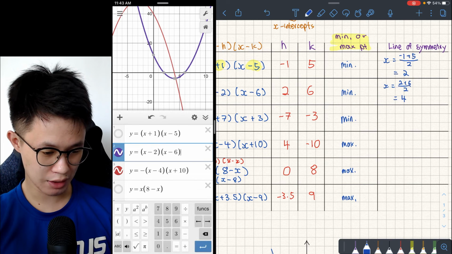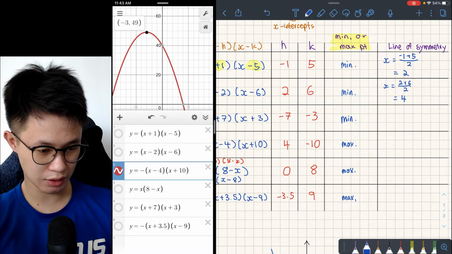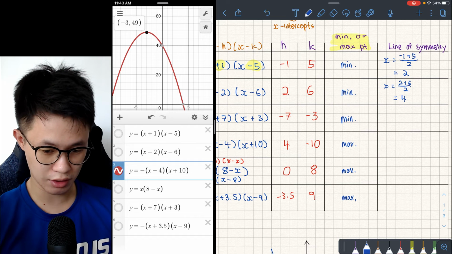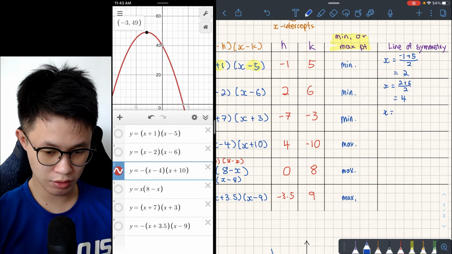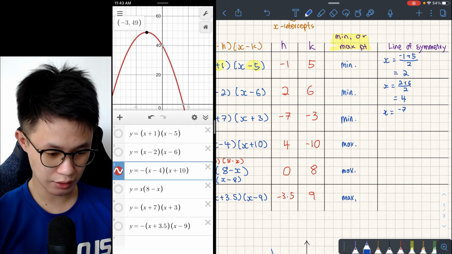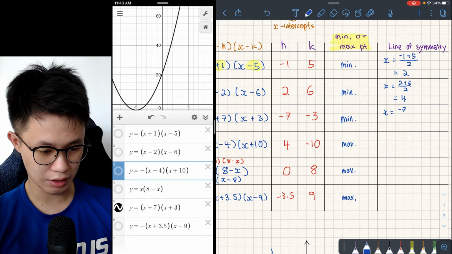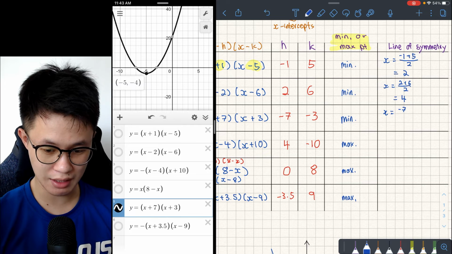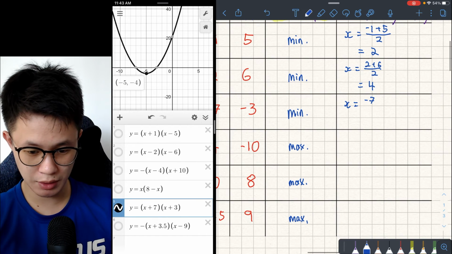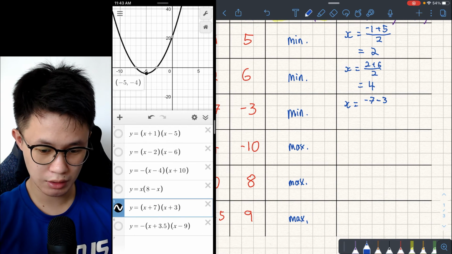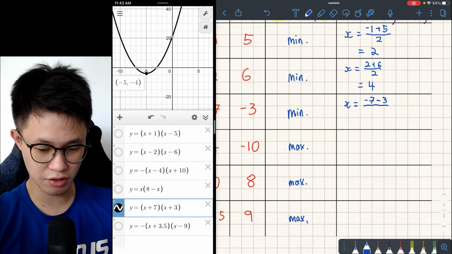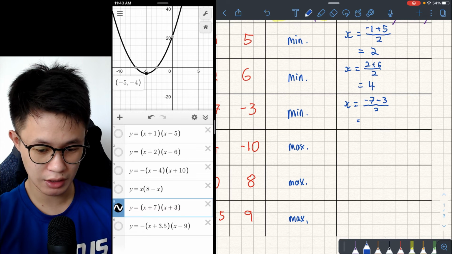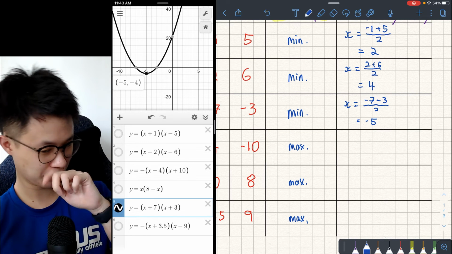Okay, what about this graph over here? What's the coordinate of the turning point? It's -3. Okay, so let's do it. X equals -7. Sorry, this is the wrong graph. It's this one. Okay, yeah, this turning point here, it's -5. Okay, -7 plus -3 would simply give you -7 minus 3. So this will give you -5. Hey, it's the same.